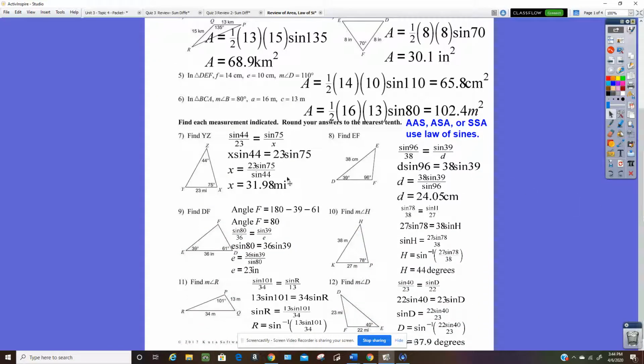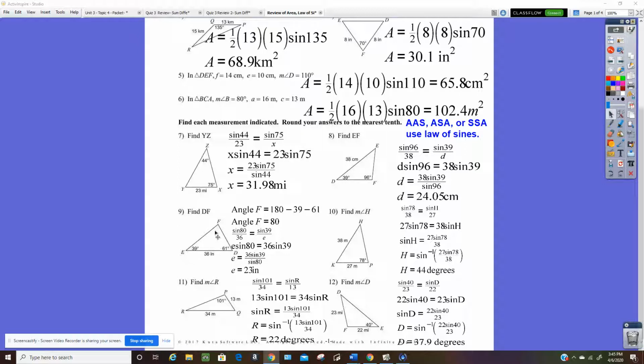So the second part here, triangles 7 through 12, are all using law of sines. When do you use law of sines? When you're given angle, angle, side; angle, side, angle; or side, side, angle. Number 7, you're given angle, angle, side. So you start with one of the givens and then work your way around the triangle. Number 8 is also angle, angle, side, and number 9 is angle, side, angle. So that one's a little different.